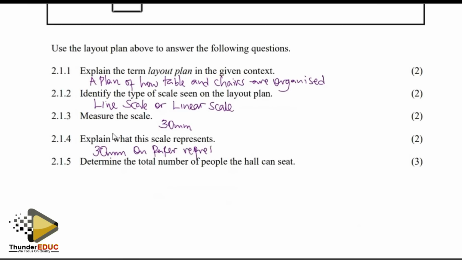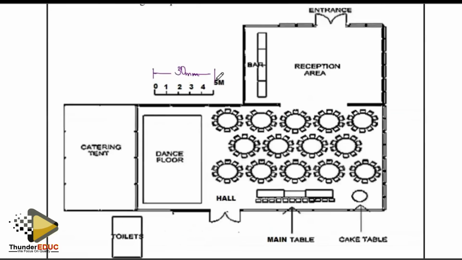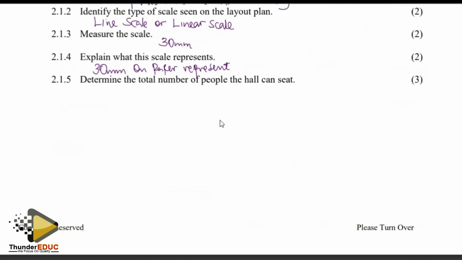30 millimeters on paper represents, here the scale was ending at 5 meters, so it represents 5 meters in real life. Determine the total number of people that the hall can sit.